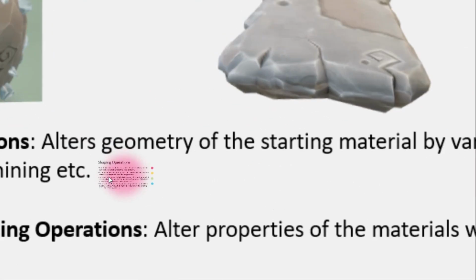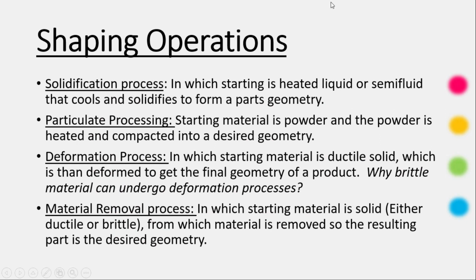So we have certain shaping operations as well. We can change the shape of the starting material using these four methods. The first one is solidification, which is the first step also, in which the starting material is heated to liquid or semi-liquid and that cools and solidifies to form a part of the material.